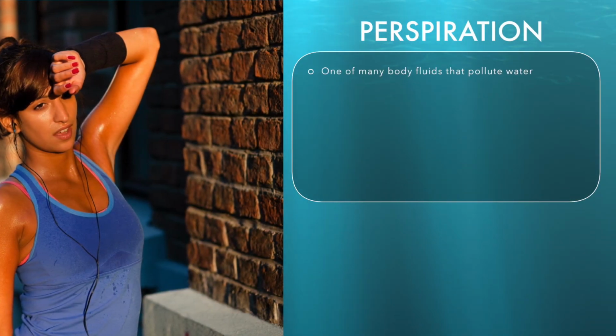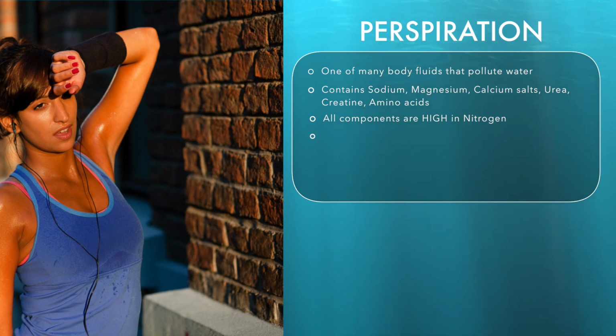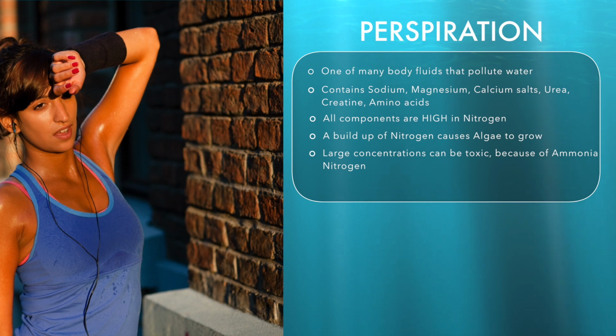Perspiration. Perspiration is just one of many body fluids that pollute swimming pool water. Perspiration contains sodium, magnesium, calcium salts, urea, creatine and amino acids. All of these components are high in nitrogen. A buildup of nitrogen causes algae to grow and in large concentrations can be toxic because of the associated ammonia nitrogen. The pH range of perspiration is 4.0 to 6.8.